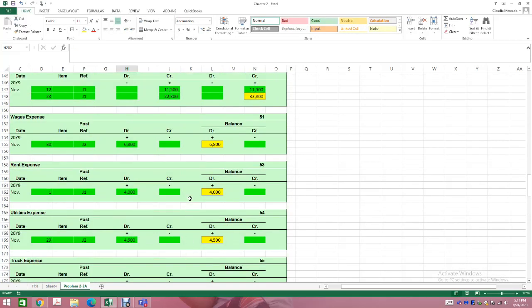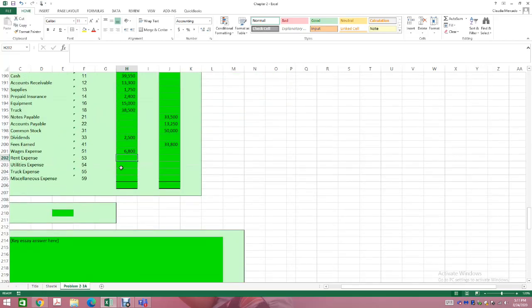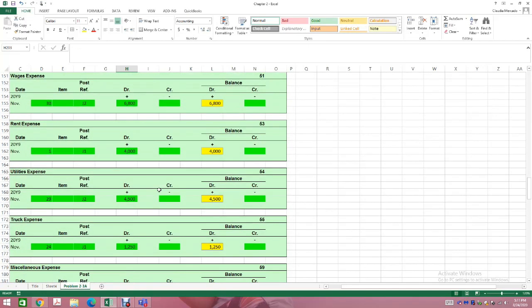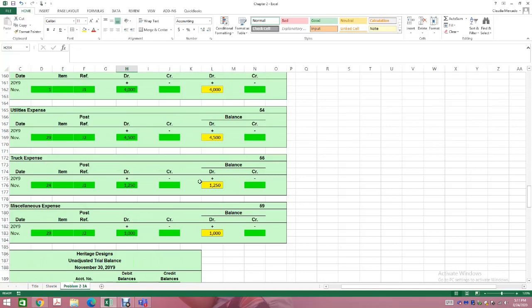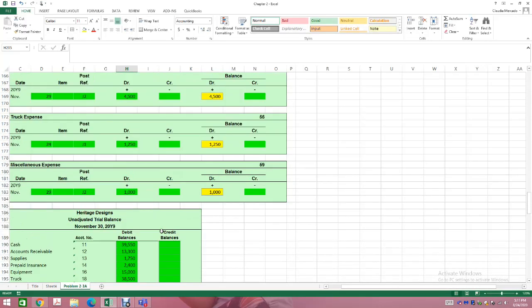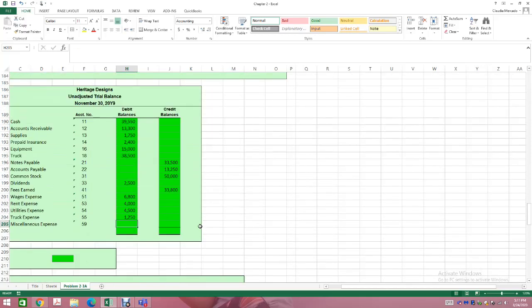Then we have rent expense, 4,000 debit. So rent expense is 4,000 debit. Then we have utilities expense, 4,500 debit. Then we have truck expense, 1,250 debit. And then last but not least, we have miscellaneous expense, 1,000 debit.